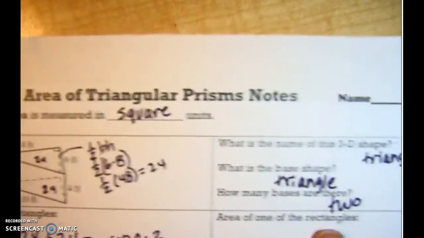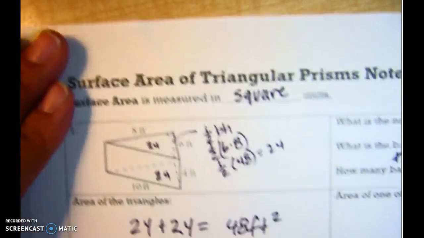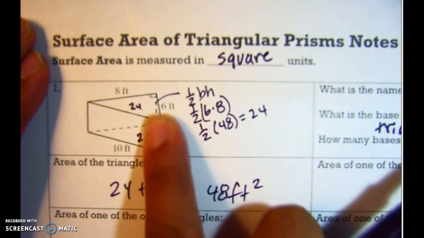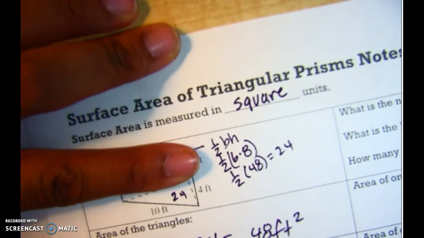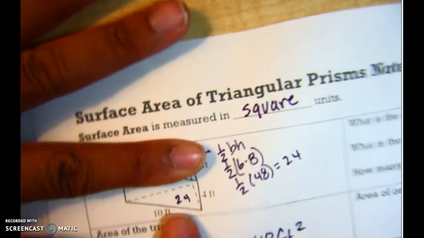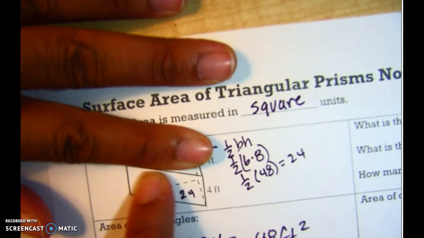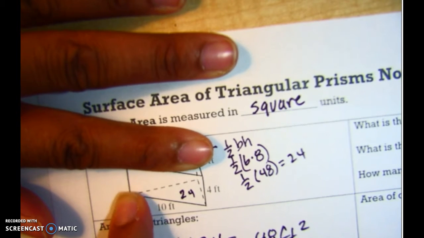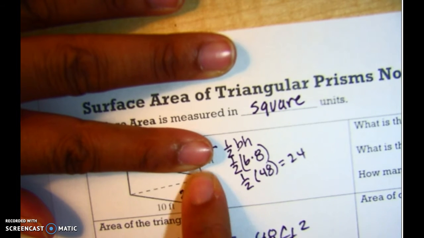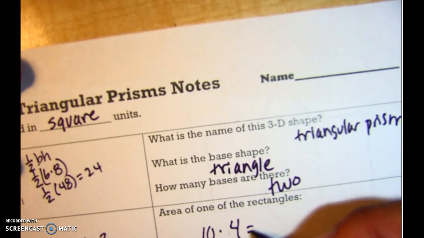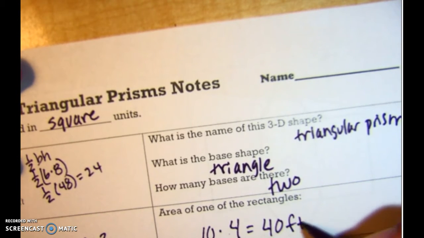Now try to find the area of one of the rectangles. We have 3 rectangles going around because they're touching all sides of the triangle. Let's see. What is the length and width, or the base and height, of this rectangle here? Well, the base of it is 10 and the height is 4. So we'll do 10 times 4, which is 40 feet squared.